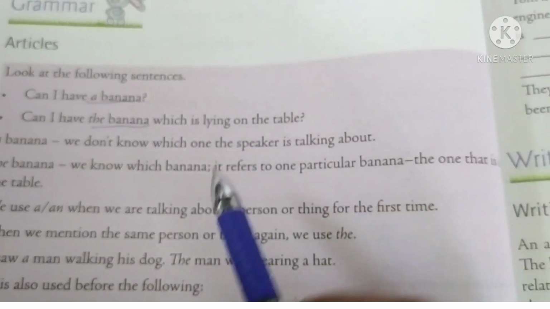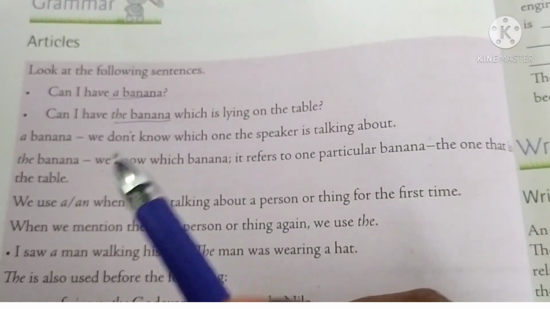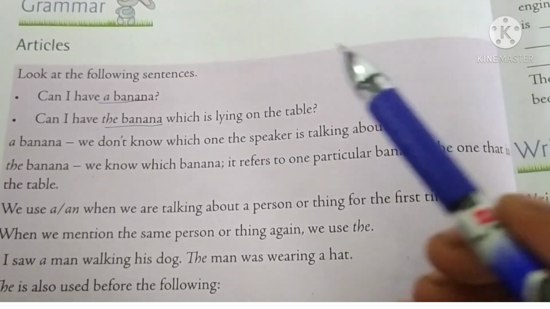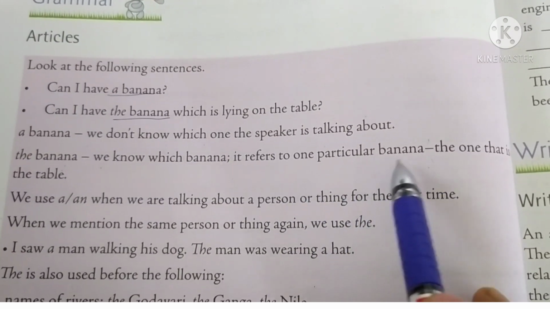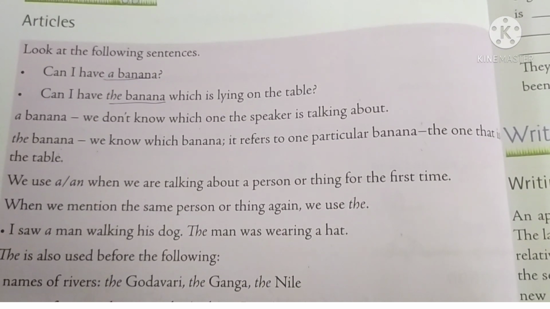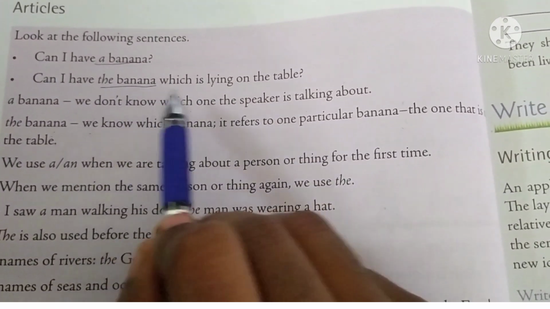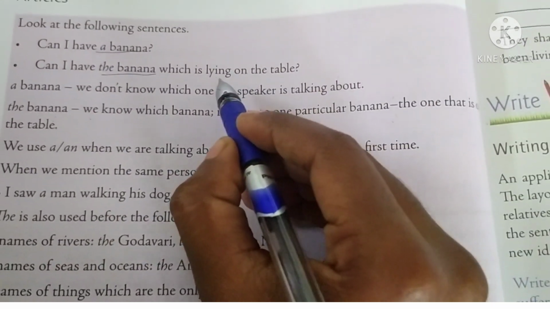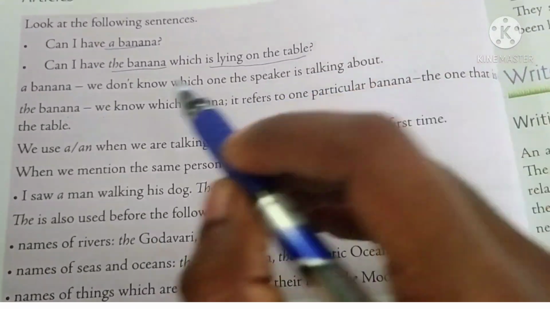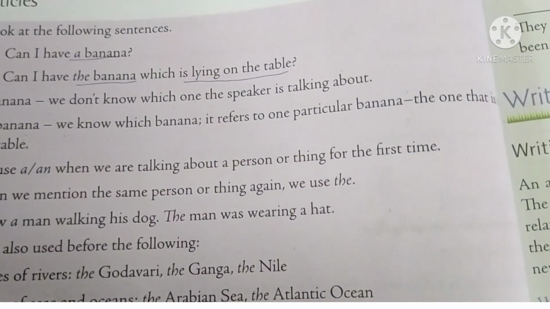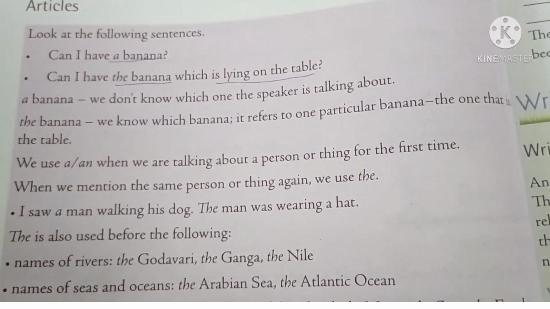So a banana, we don't know which one the speaker is talking about. Look at the next one, the banana. We know which banana it refers to. One particular banana, one that is on the table. So from this, it is clear. The banana which is lying on the table. The speaker is talking about the particular banana which is lying on the table. So a banana means any banana.